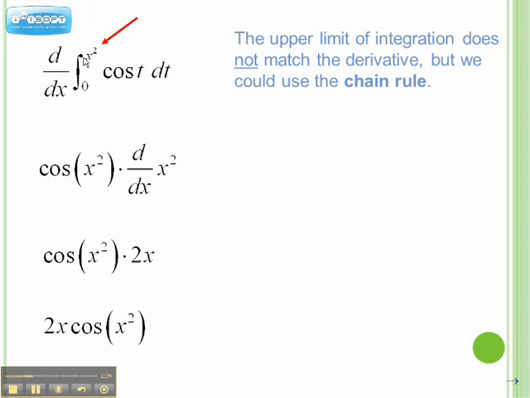Very simple. You're taking your upper limit, no matter what it is, putting it into your function, cosine of x squared. And then you're chaining on the derivative of x squared, which is 2x. Because remember that we've talked about the fact that this integral right here is still a function. Up here is my variable, and we always would take the variable and we just multiply on the derivative of what's inside of that function.